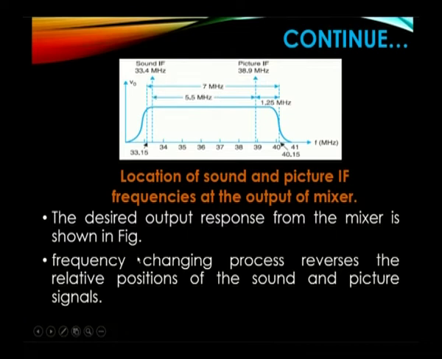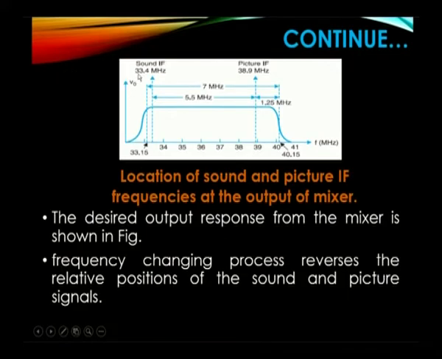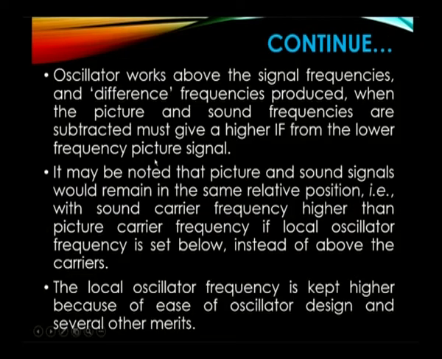The frequency changing process reverses the relative positions of the sound and picture signals. We can observe here, the picture carrier frequency comes first, but here the sound intermediate frequency comes first. So, this is the difference between the oscillator output as well as the mixer output, it is reversed in both outputs. Next, we move on to some of the topics on how the oscillator works.